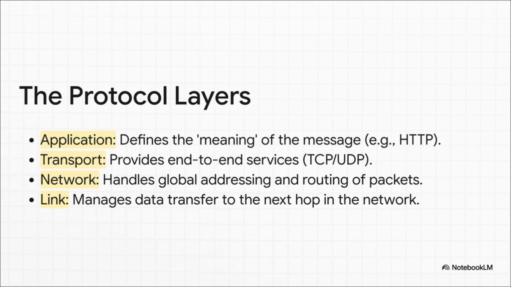The application layer just worries about what the message means, like, hey, I'm an email. The transport layer handles how it gets there, reliably with TCP or fast with UDP. The network layer is in charge of global addresses and routing, and the link layer does the physical work of just moving the data to the very next hop. Each layer does its job and trusts the layer below it to do its job. It's a perfect system of organized chaos.